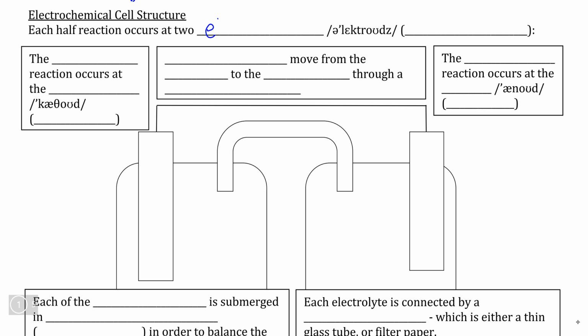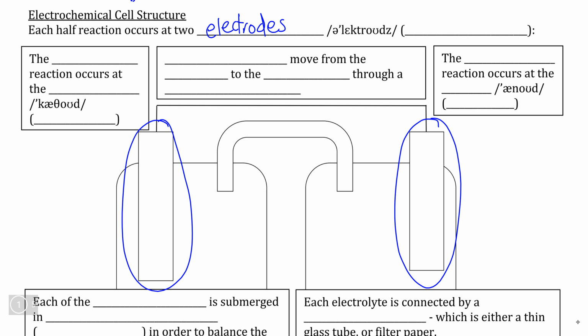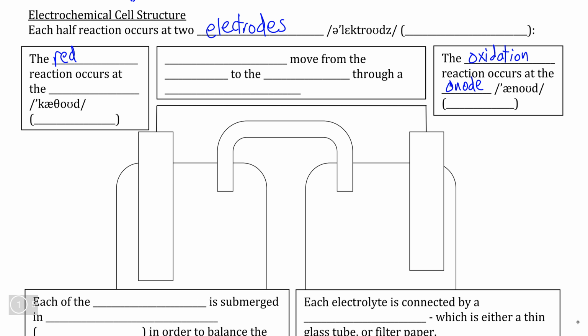the most important of which are what we call electrodes. So the electrodes, which are here and here within this electrochemical cell, are the 2 locations where each of our half reactions occur. So the half reaction that occurs at this electrode happens to be the oxidation reaction. So the name of this electrode where an oxidation reaction occurs is what we call the anode, whereas the reduction reaction would occur at a different electrode, which is what we call the cathode.